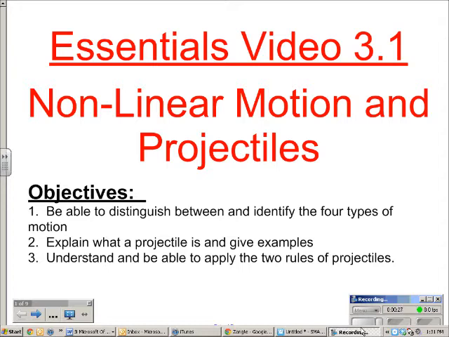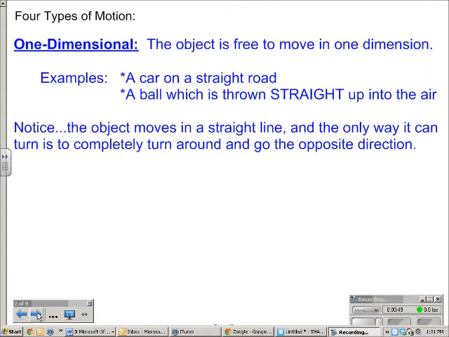So here we go, objectives. By the end of this video, you should be able to do these three things. You should be able to distinguish between and identify the 4 types of motion outlined here in the video. Secondly, you should be able to explain what a projectile is and give some examples. And thirdly, you should be able to understand and apply the 2 rules of projectiles. Okay, so here we go.